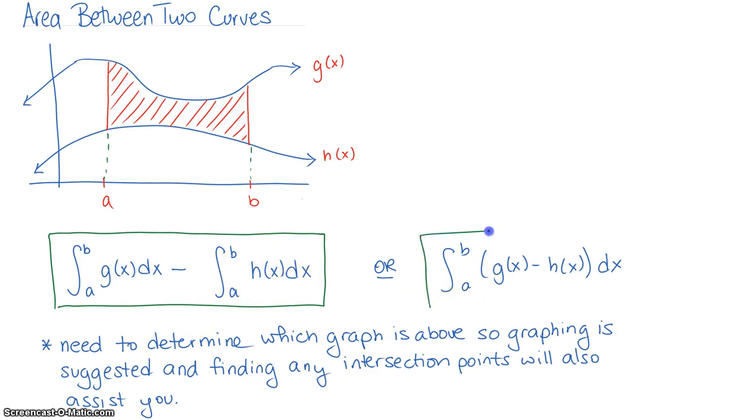Or another way that you can write it is you can put it into one integral and have the two functions subtract each other. Now what's very useful for this section is obviously graphing it so you can see which graph is higher or above the other graph, and any intersection points. Now this one doesn't have any points that intersect, but there will be some that will.